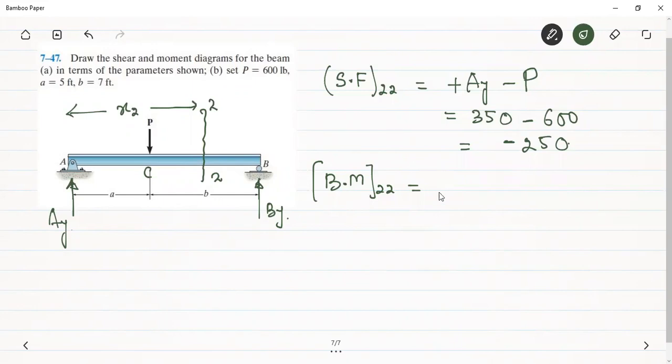Therefore, Ay into what? Ay into what's the distance here? X2. This bending moment is positive because it will create a clockwise moment about the section, but since it is from the left hand side of the section, this clockwise moment has to be treated as positive. What will this P create about section 2-2? Clockwise or anti-clockwise? It will create anti-clockwise, so it has to be treated as what?